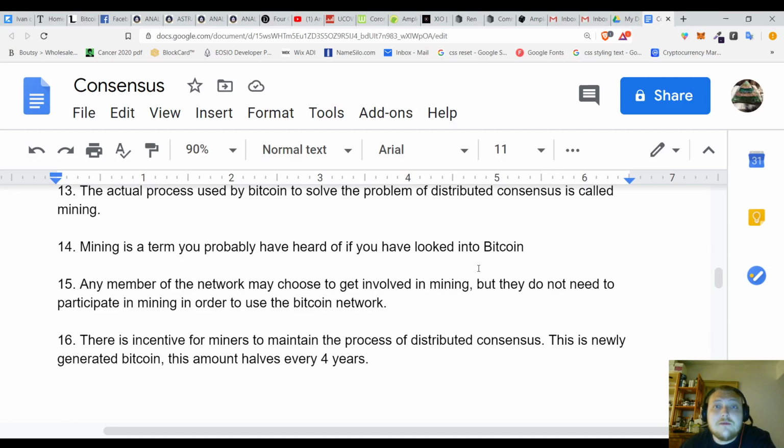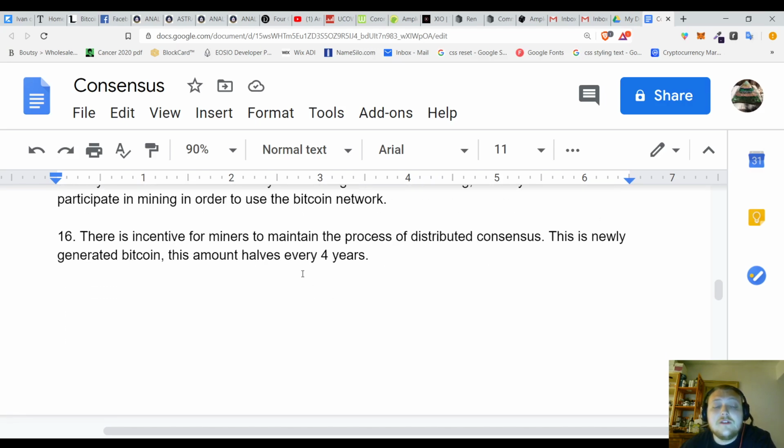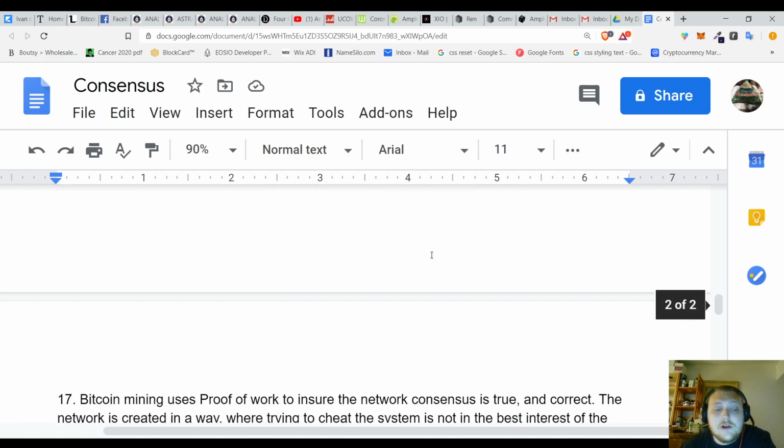Any member of the network may choose to get involved in mining, but they do not need to participate in mining in order to use the Bitcoin network. There is incentive for miners to maintain the process of distributed consensus. This is newly created Bitcoin. This amount halves every 4 years.